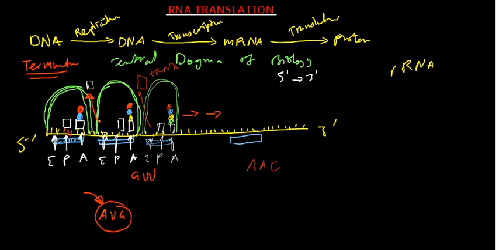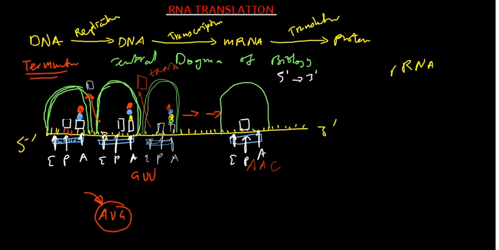Let's say it is going to reach a certain point where we have the E site, the P site, and then the A site. So the growing strand is going to rest now in the P site.